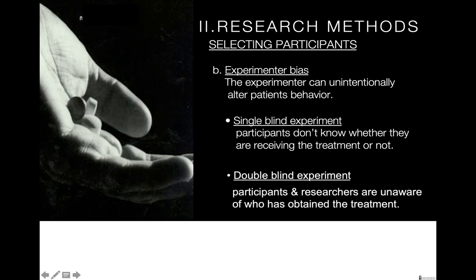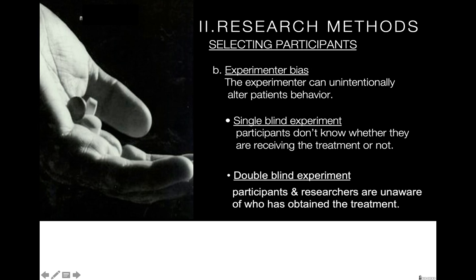So in order to control experimenter bias, there are different types of procedures. You have a single blind experiment, in which participants don't know whether they're receiving the treatment or not. So the experimenter knows, but the participants don't. Now, this can still lead to some experimenter bias. So to control for this, you have what's known as a double-blind experiment, in which the participants and the researchers are unaware of who has obtained the treatment. So you don't actually know who's getting, say, the placebo or the real medicine.